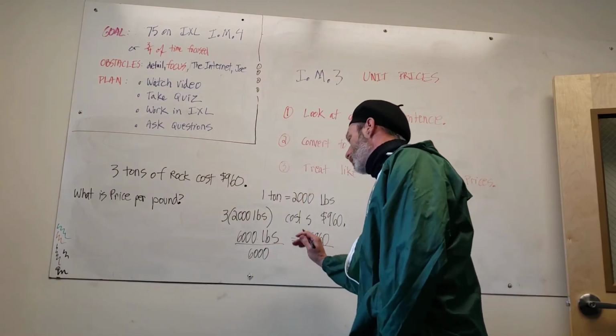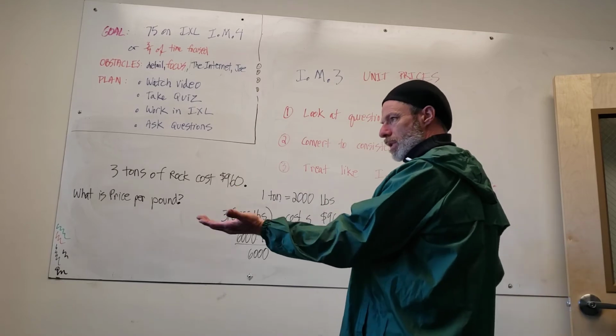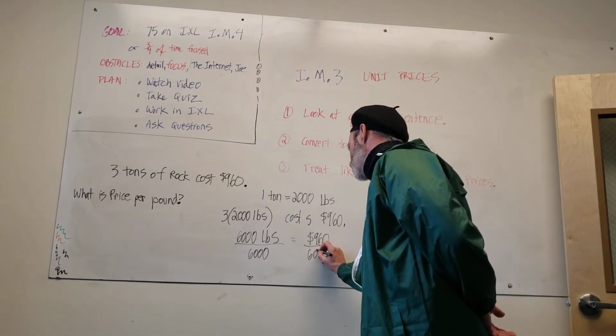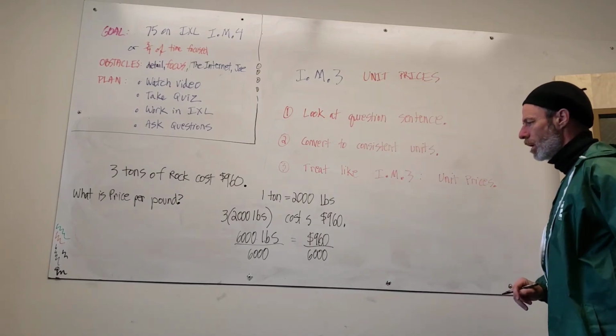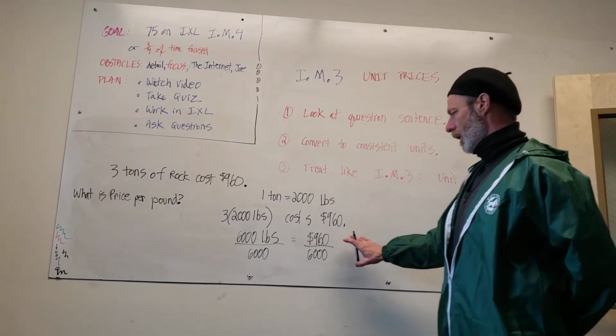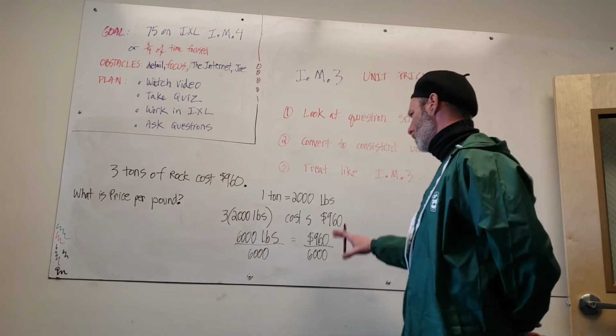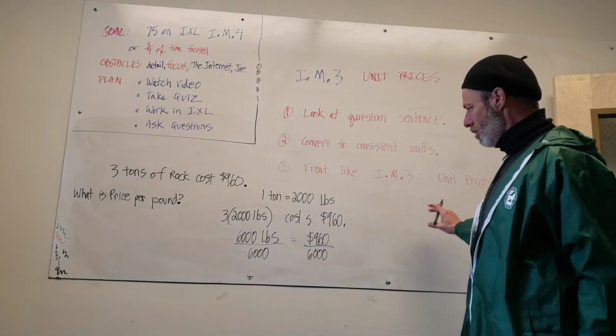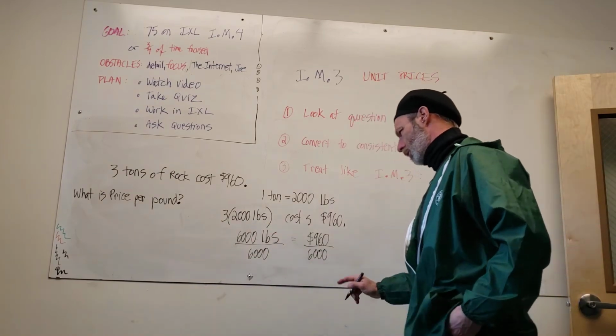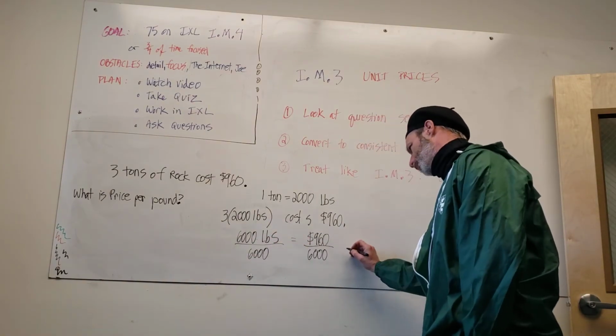And if I want to maintain equality, I have to do the same thing to both sides of our equation. And we're familiar with that from other work. And now I just have pounds. I've gotten rid of tons, and we can treat this much like IM3 in unit prices. And so when I do this division, I'm left with 1 pound.